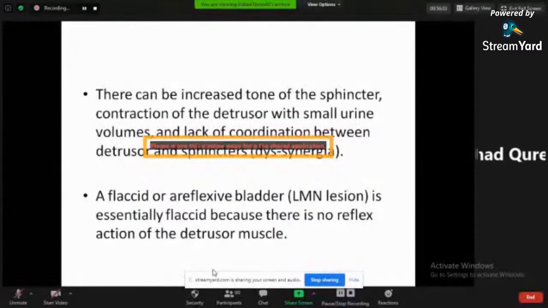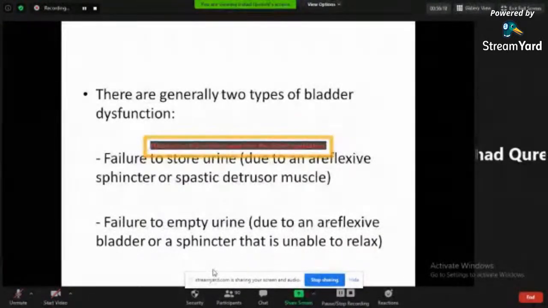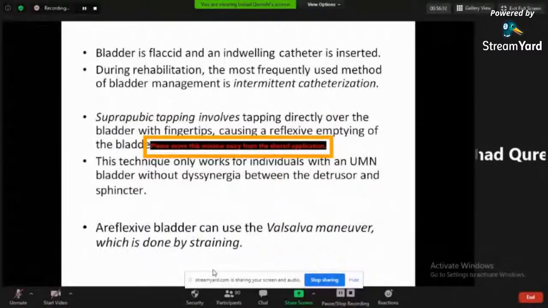A flaccid or areflexive bladder, that is a lower motor neuron lesion, is essentially flaccid because there is no reflex action of the detrusor muscle. There are generally two types of bladder dysfunction, that is failure to store and failure to empty. A hyperreflexive detrusor muscle or incompetent sphincter results in failure to store, and an areflexive bladder or a sphincter that is unable to relax results in failure to empty the urine. In the flaccid bladder, an indwelling catheter is inserted.